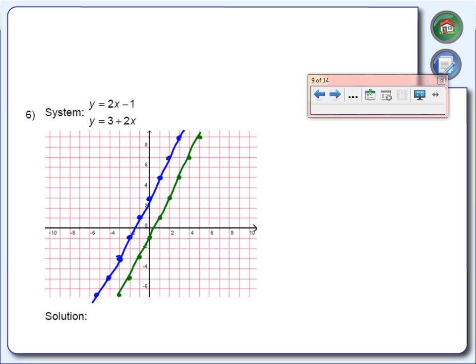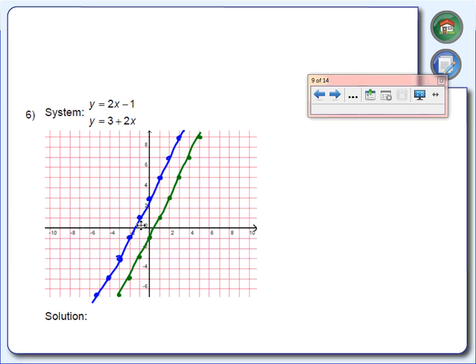Here's something a little tricky. What we're looking for is the point of intersection. We want to know, where do those 2 lines meet? Where do they cross? Well, what do you notice about these 2 lines? They're parallel. So are they going to cross each other? No. So if they don't cross each other, what kind of answer are we going to have?